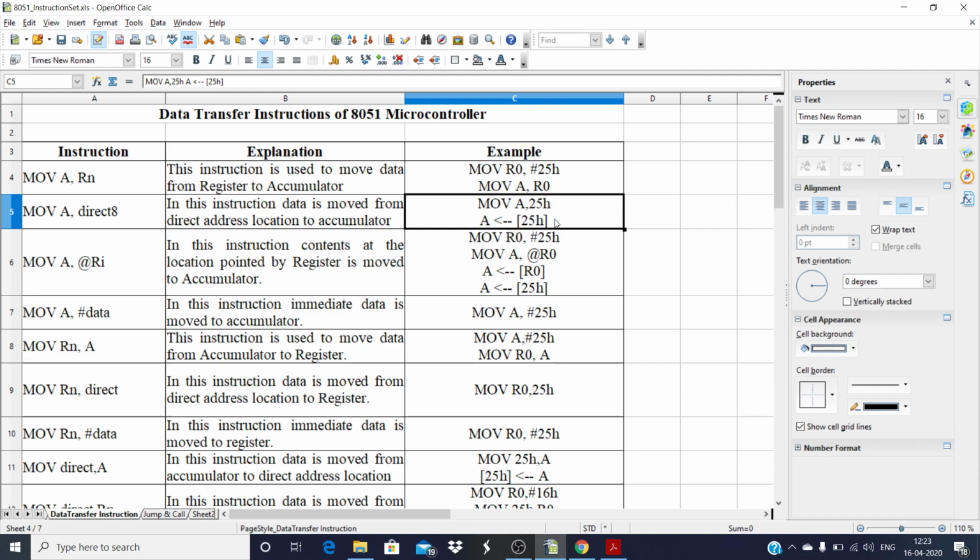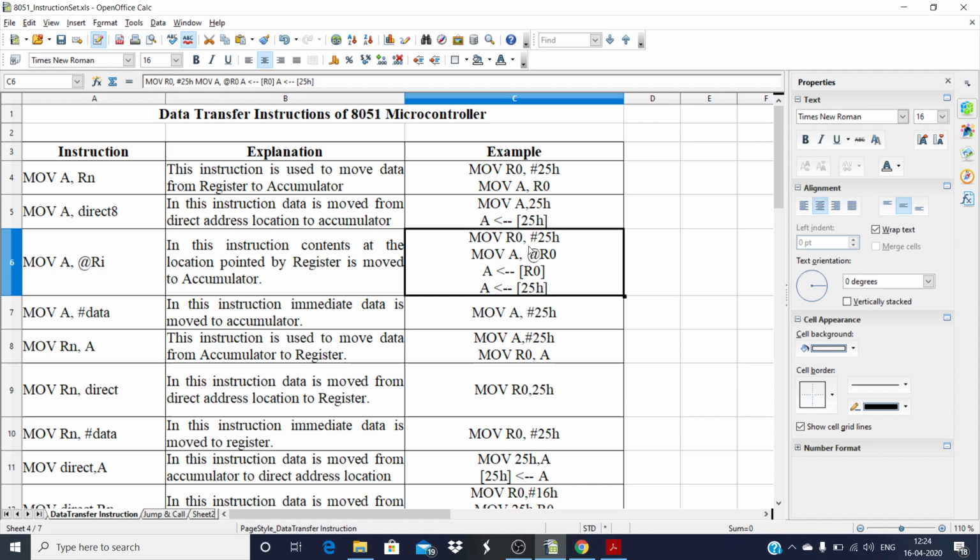This square bracket means the contents at the location 25 are moved to accumulator. Next instruction, MOV A, @Ri. At the rate means the contents at the memory location pointed by the register. So these contents are moved to accumulator. So we'll see one example.